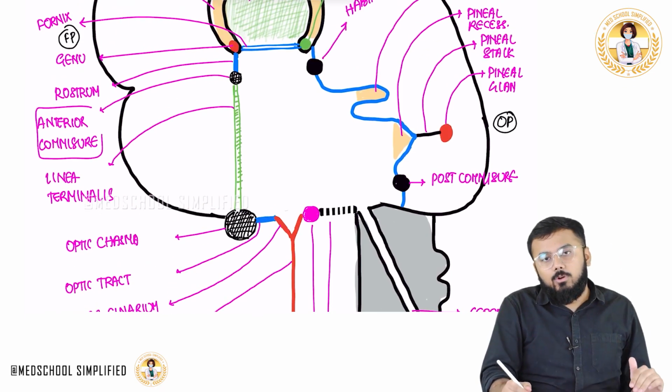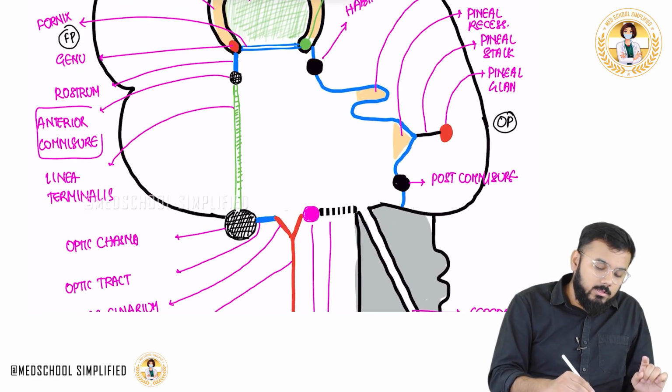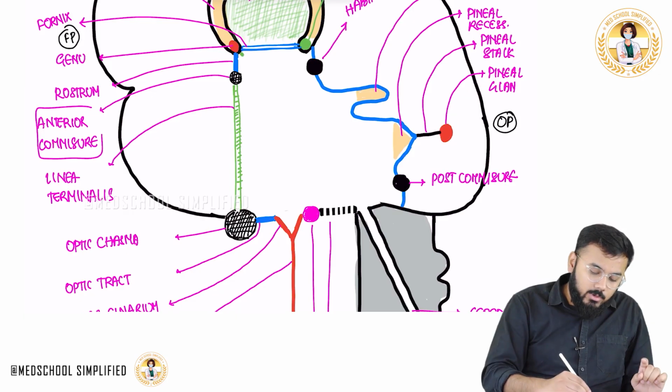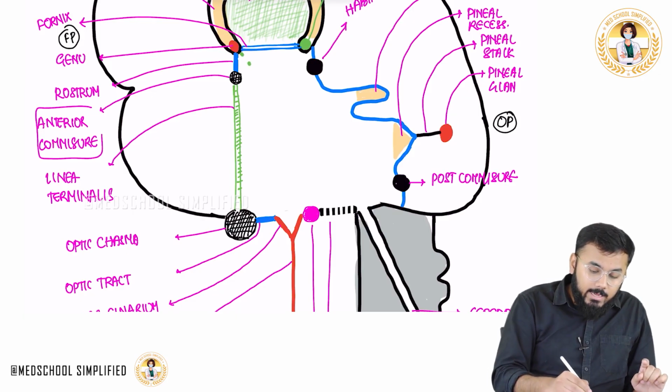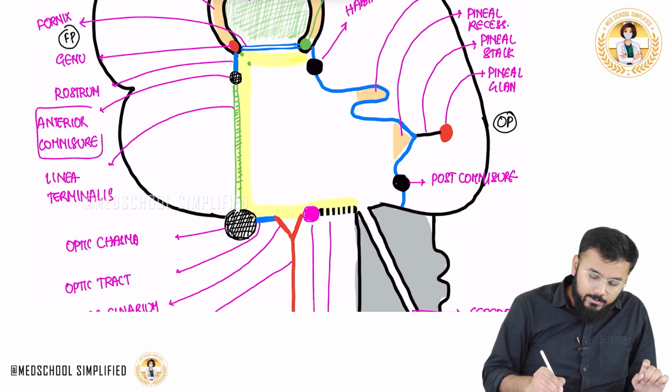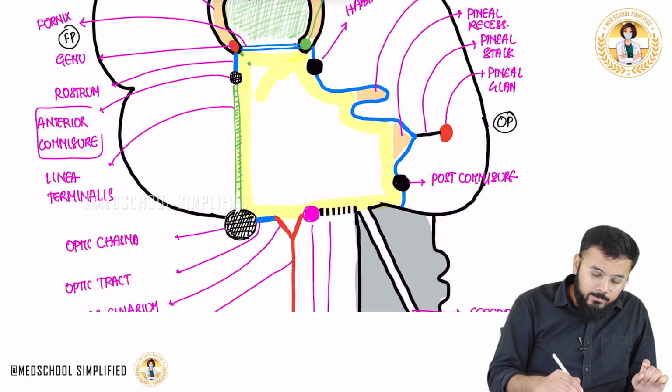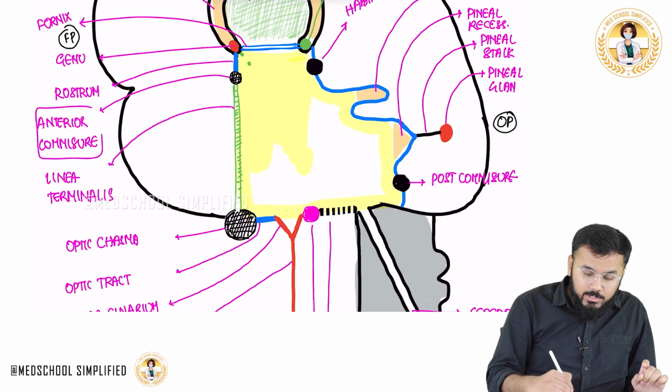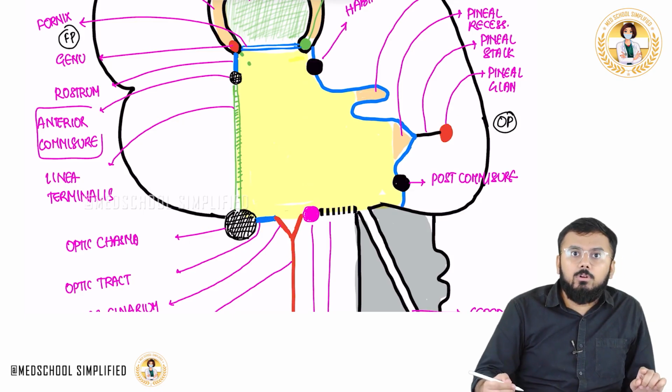Now, why did I draw this? The reason why I have drawn this is that you can see this entire cavity over here in the center. Can you figure out this entire cavity which I have drawn right now? This entire cavity which I am sketching right now with the yellow is nothing but your third ventricle. Okay, this is nothing but your third ventricle.